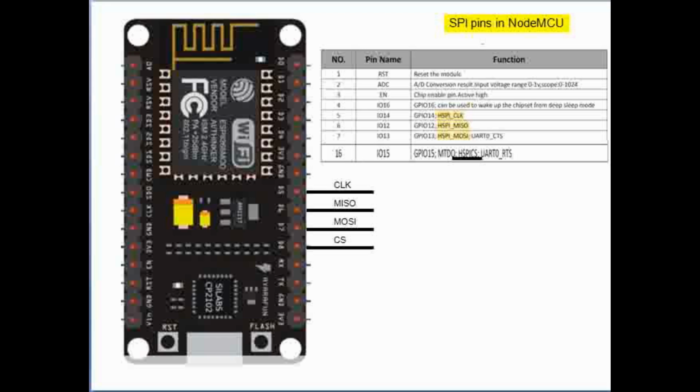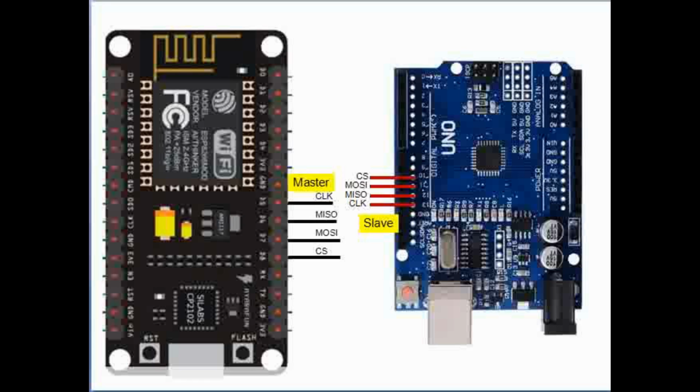Now, if we take the slave interface. As we are using Arduino IDE for coding, let us take the Arduino Uno board, which is easy to understand. And Arduino Uno also has an SPI interface, right? We have seen it in our videos on our channel. We can interface NodeMCU to the Arduino Uno over SPI, and NodeMCU can act as a master, and Arduino Uno can act as a slave.